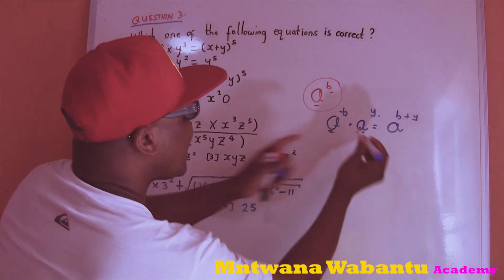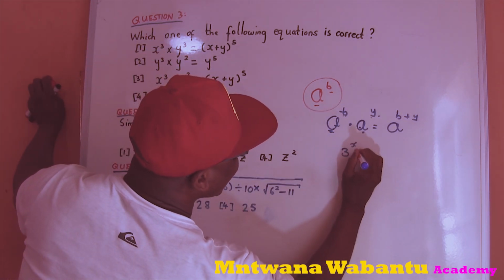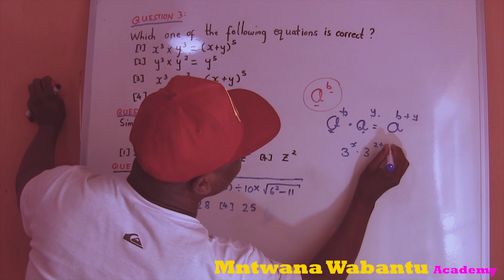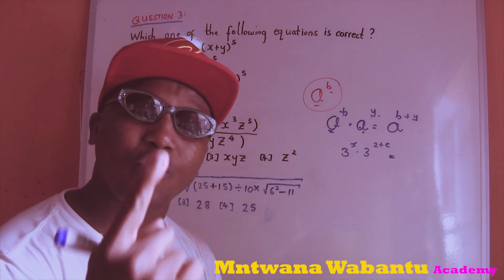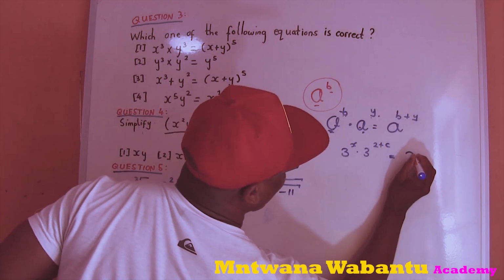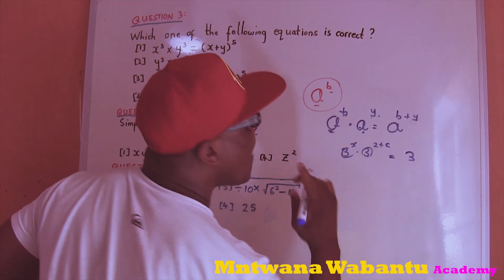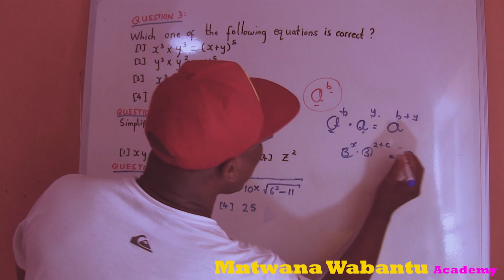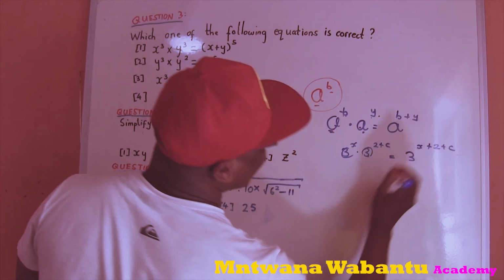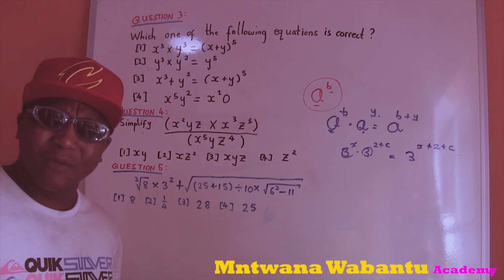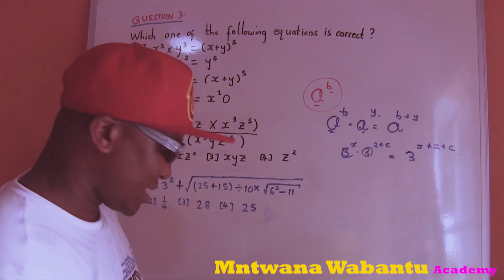Only when the bases are the same, like 3 power x times 3 power 2 plus c. The bases are the same, so I don't have to write them twice. I write only one base because they're the same and it must be multiplication, and then you add the powers. So the power is going to be x plus 2 plus c. That's how we do it, only when the bases are the same.